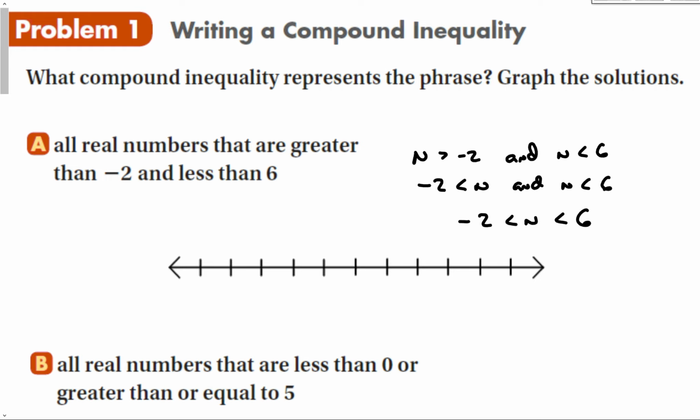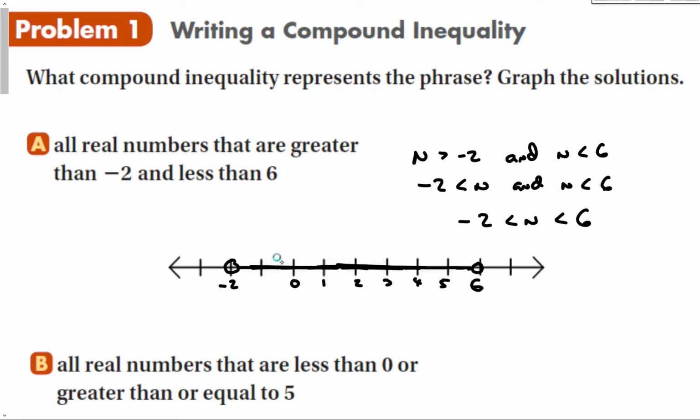To graph this solution, let's call this one -2. That's -1, 0, 1, 2, 3, 4, 5, 6. And we are going to have an open circle on both numbers, and the answer is going to be the space in between them.